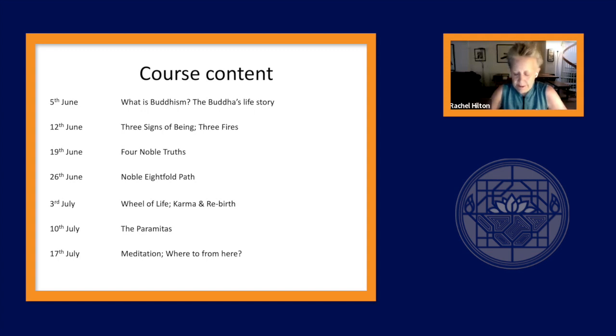We then digressed to cover some interesting stuff around the wheel of life, karma and rebirth. We talked about life-to-life rebirth and moment-to-moment rebirth. And then last week we covered some Mahayana principles. We covered the Bodhisattva ideal, and we covered the parameters, which are basically another way of formulating the Noble Eightfold Path.